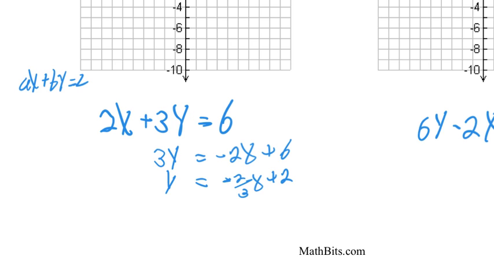So notice that the slope, negative 2/3, is like negative a over b. If you look at those numbers, the slope is negative a over b. And I'll write it for you. Negative a over b is going to be the slope. So you could take the opposite of that number over that number, and that will be your slope.